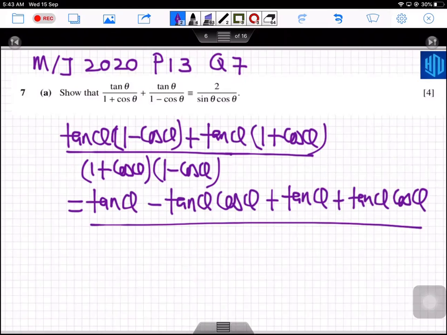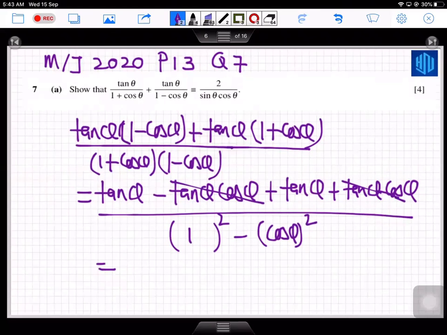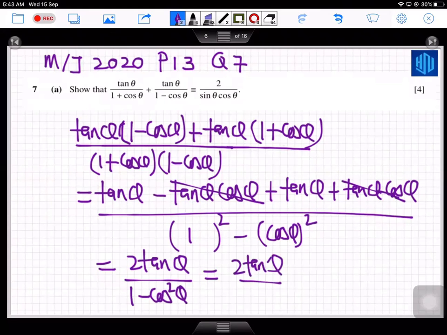meaning a plus b multiplied by a minus b. So if you completely expand this, you will get a square minus b square. So in this case, a square minus b square, which means 1 square minus cos theta squared. So this minus tan theta times cos theta and this positive tan theta times cos theta is cancelled out. In the numerator, you are left with 2 tan theta, and in the denominator, you have 1 minus cos square theta. Now, in place of 1 minus cos square theta, you can actually write sine square theta. So 2 tan theta divided by sine square theta.